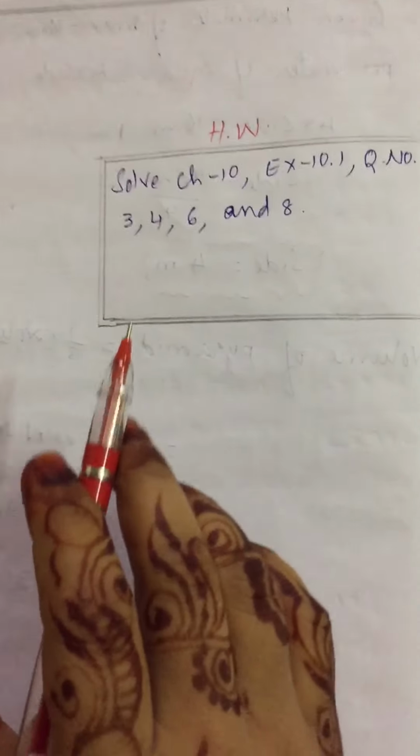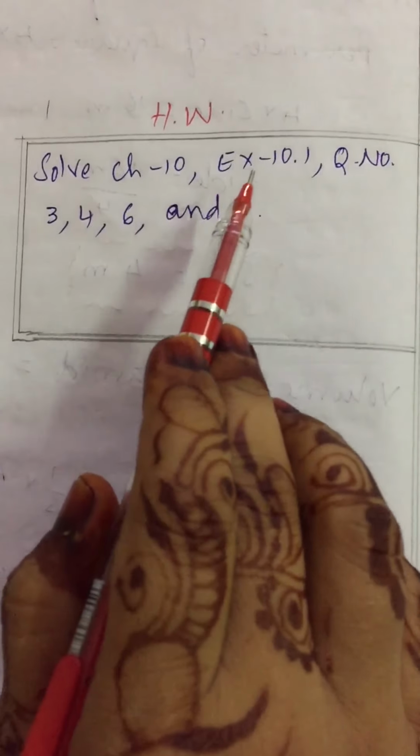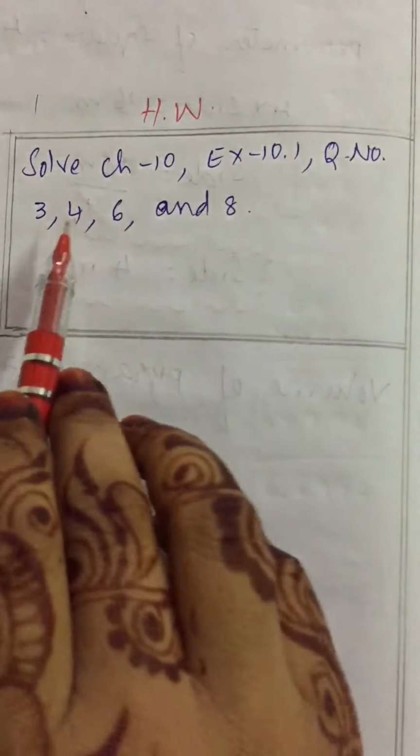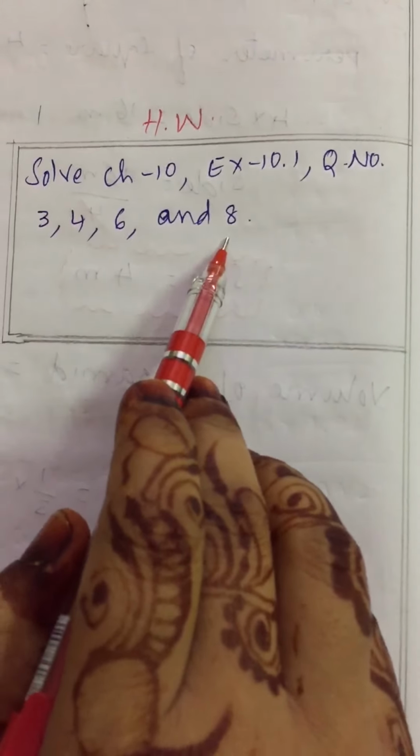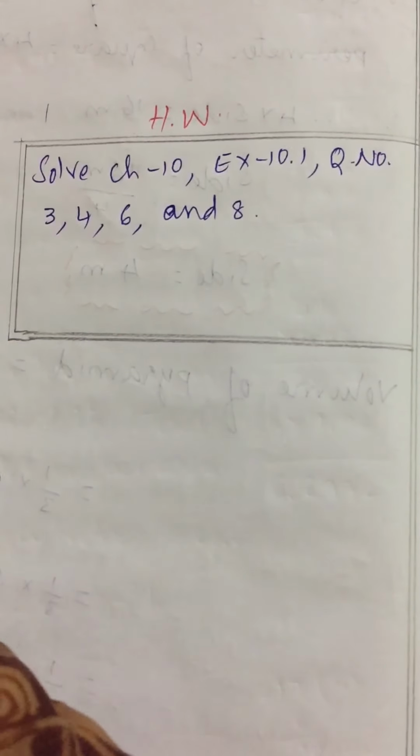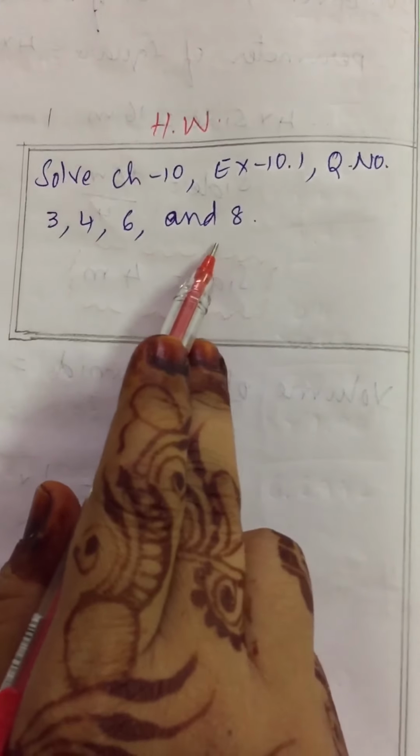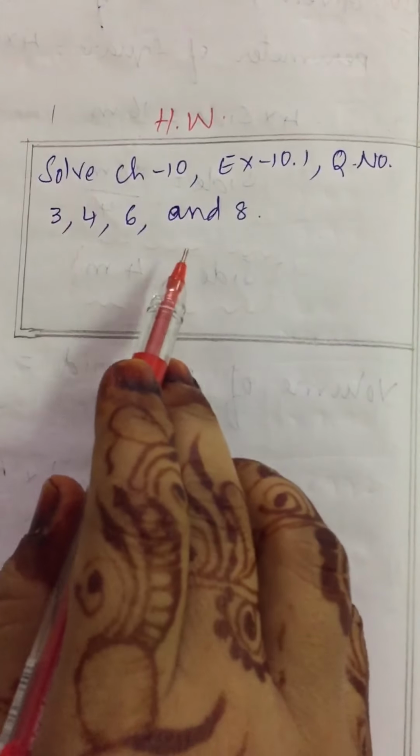Clear, children? So today's homework is chapter 10, exercise 10.1, question number 3, 4, 6 and 8. It is easy, children. Whatever I explained in today's class, based on that only, slight changes are there, you need to solve. Clear?